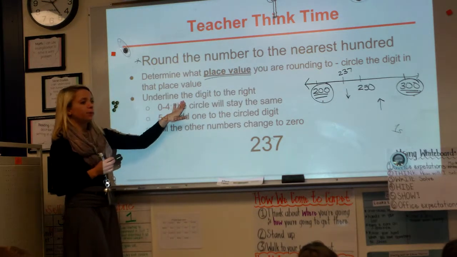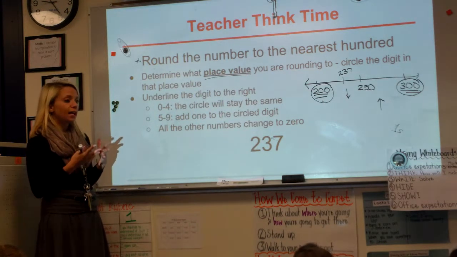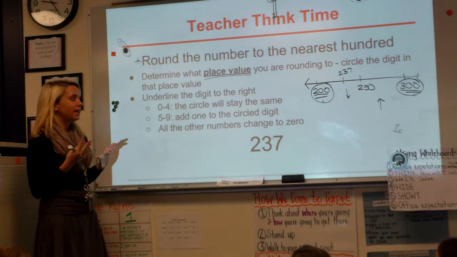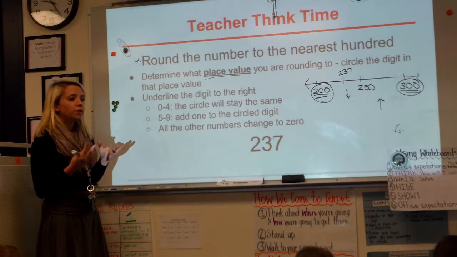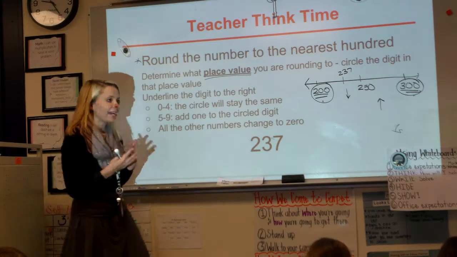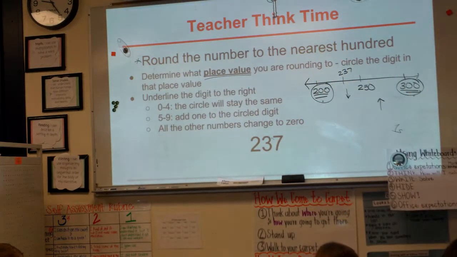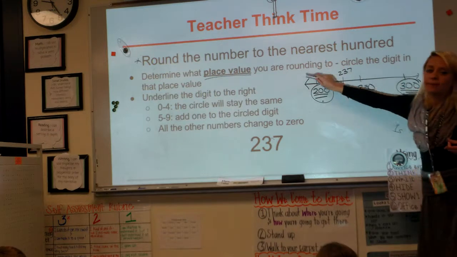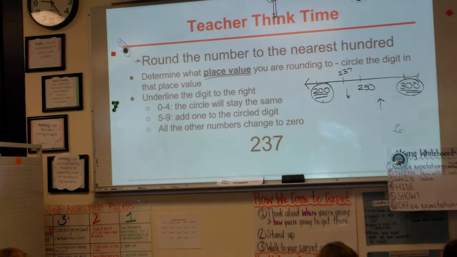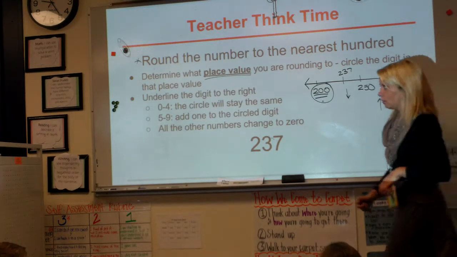So we're going to use a process or a strategy that will help you identify what to round to and the steps you need to take. As I'm using my teacher think time, I really want you to be listening for how I follow the steps up here and how I determine whether to round down or to round up to 300.